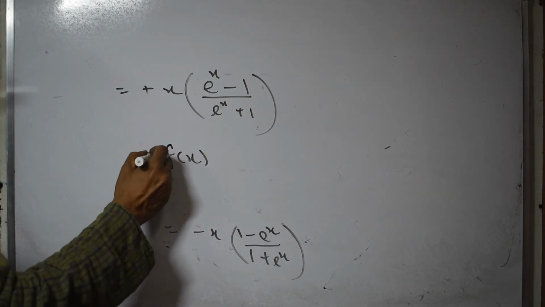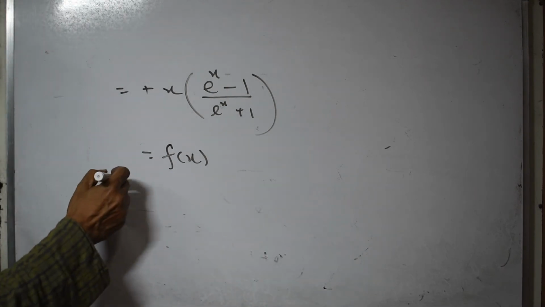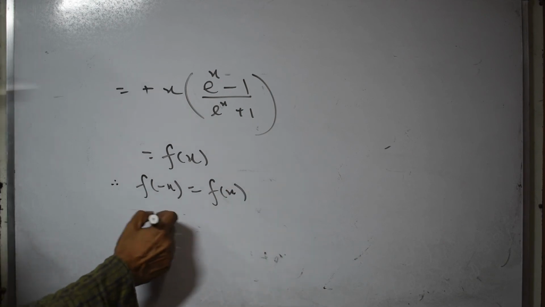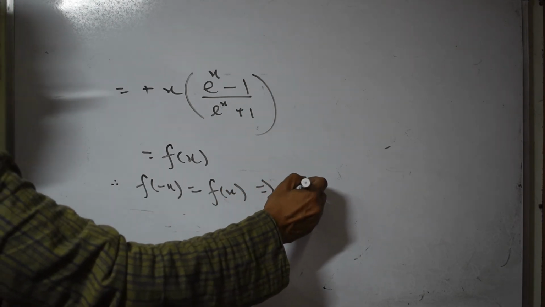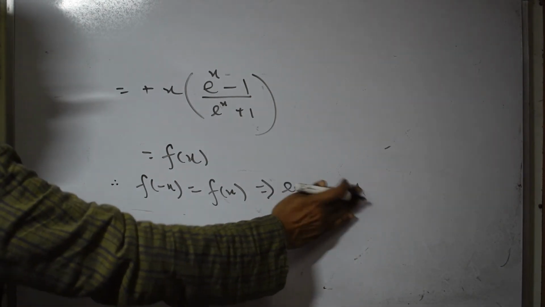So what we have found is f of minus x is f of x, that means it is an even function. So this is the idea of even or odd function.